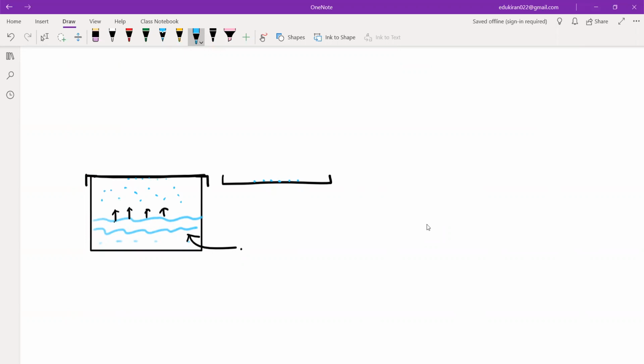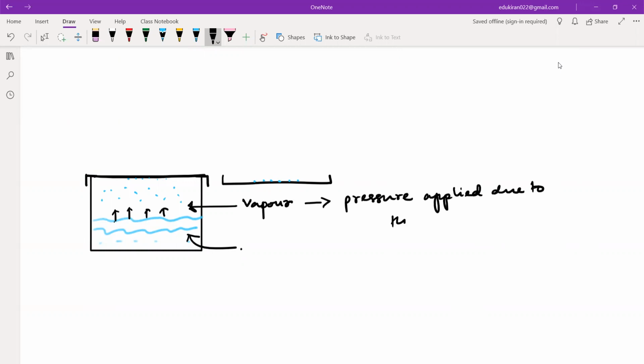Now, if I have a liquid, it is going to evaporate, and there will be a layer of vapor just above the liquid. There will be a layer of vapor just above the liquid. Is that clear? Yes or no? And the pressure applied due to these gas particles is called vapor pressure.